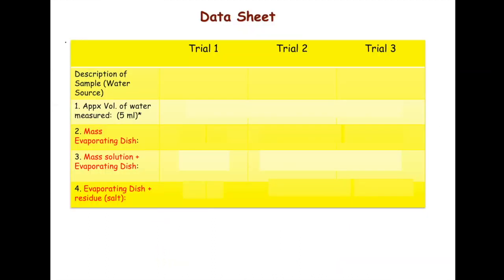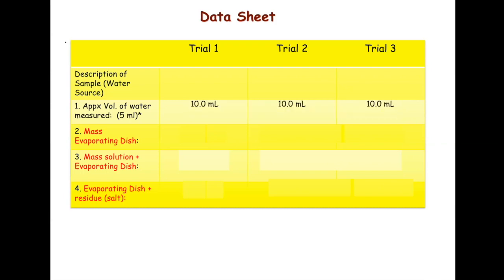Okay, and then this is the data. This data just describes what the salt solution looks like. Hopefully there are no contaminants in it. The approximate volume is not critical. It's probably about 3 to 4 milliliters, 5 milliliters. You're never going to use that calculation, but it's good to make that observation. This is where you put the mass of the evaporating dish for your 3 trials.